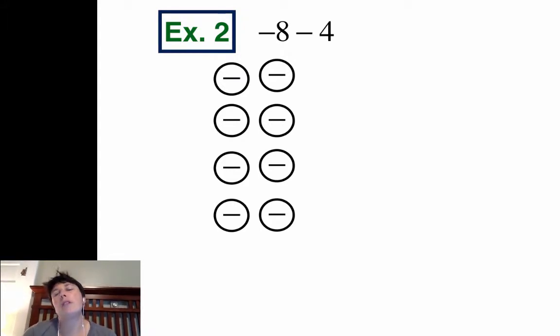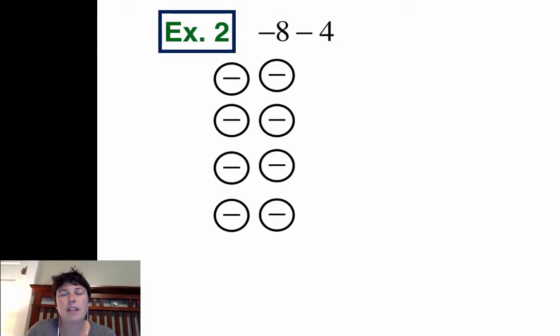And let's think about this problem. Negative 8 take away 4. So my job is to take away 4. Now not take away a negative 4, but just take away 4, which means I need 4 positives to take away. And I don't have 4 positives. I can't take away 4. There are no 4. There's only negatives. If it was negative 8, take away a negative 4 would be no problem.